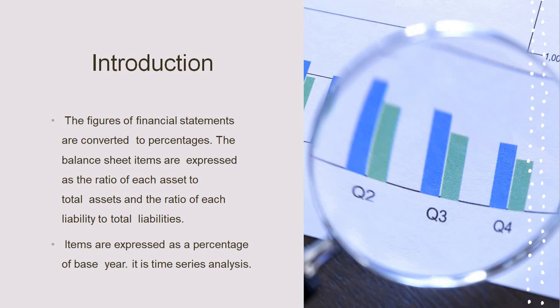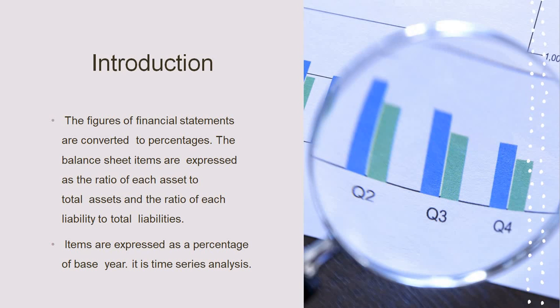The balance sheet items are expressed as a ratio of each asset to total assets and the ratio of each liability to total liabilities. So whenever you prepare a comparative balance sheet or comparative income statement, the base is always the total assets or total liabilities. When you do it for the income statement, it's always the sales which is taken as the base. Each and every item is expressed as a percentage of the base year. It is time series analysis.